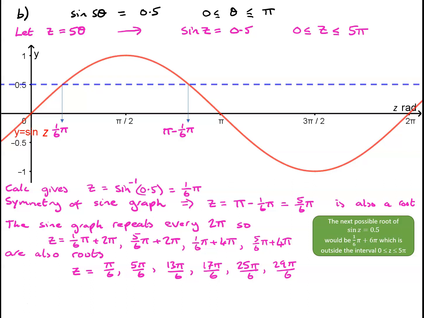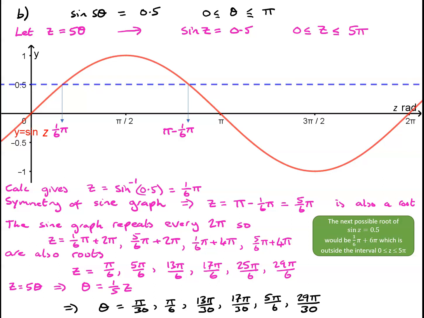But we must remember at this stage that z is equal to 5 theta, which means that theta, what we're really interested in, is equal to 1/5 z. So the solutions of the equation sine 5 theta equals 0.5, where theta lies between 0 and pi, are given by theta equals 1/5 of the previous z values that we had. So we've got theta equals pi by 30, pi by 6, 13 pi by 30, 17 pi by 30, 5 pi by 6, and 29 pi by 30.